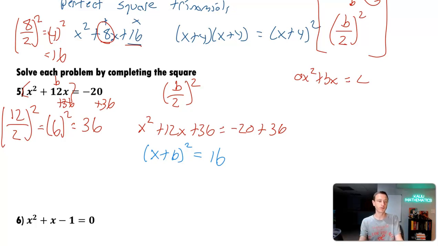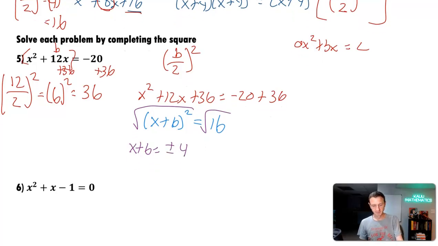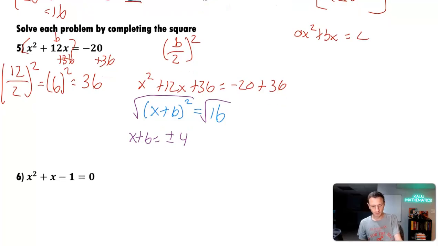Now we use the square root property to solve. I have a term being squared by itself. So now we take the square root of both sides. So we get x plus 6 equals plus and minus the square root of 16, which is 4. Solve for x. Subtract 6. So we get x equals negative 6 plus and minus 4.